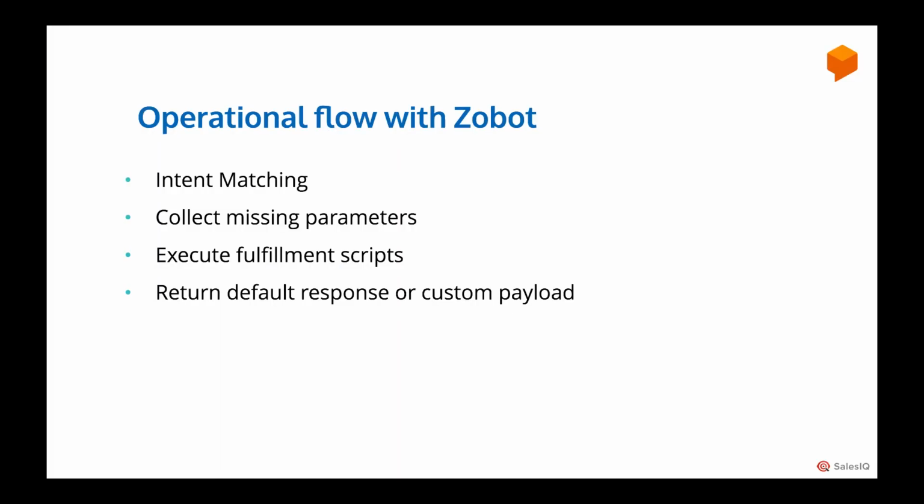So before we dive into the platform, it's important to understand all of the different concepts that tie together to create the conversational agents that we create. When I started exploring the platform, I jumped right in without knowing what was what. So in this webinar, I'm going to quickly run you through each concept to help provide some foundational understanding for the platform. So there are four major steps involved while creating a Zobot using Dialogflow. First, there's intent matching, and then there's collection of missing parameters, execution of fulfillment scripts, and returning default responses or custom payload.